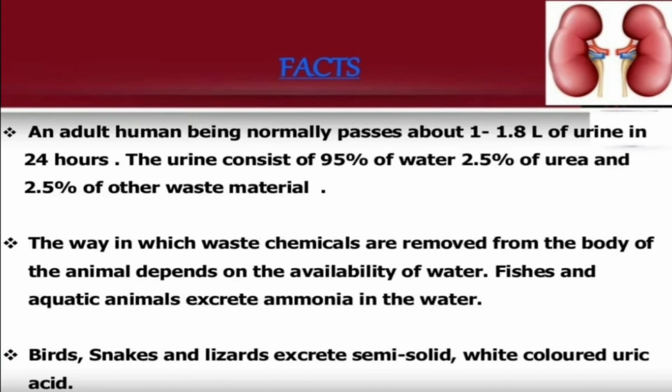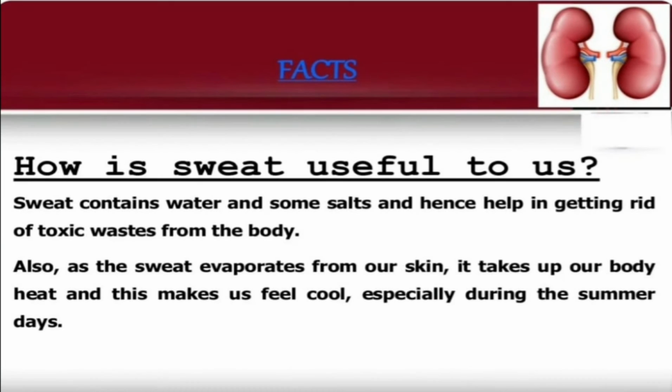The way in which the waste chemicals are removed from the body of animals depends upon the availability of water. Aquatic animals or fishes excrete ammonia in water. Birds, snakes, and lizards excrete semi-solid white colored uric acid. Now some other facts, like other organs of excretion: skin is an excretory organ.